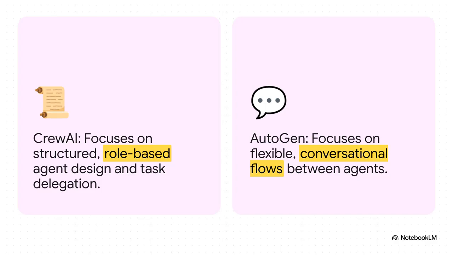And this is where the philosophy really differs. CrewAI is like a formal business meeting. It's very structured, you define specific roles, you have a researcher, you have a writer, and so on. AutoGen, on the other hand, is more like a creative brainstorming session. It's a flexible, dynamic conversation between agents, which can lead to some really surprising and innovative solutions.